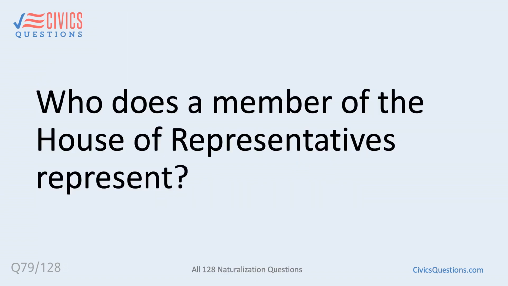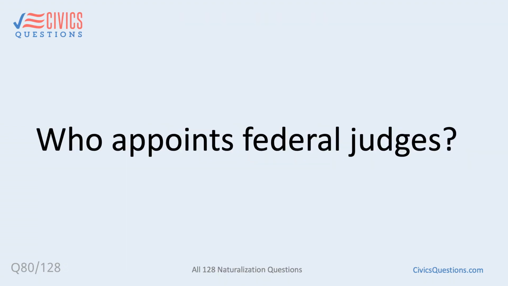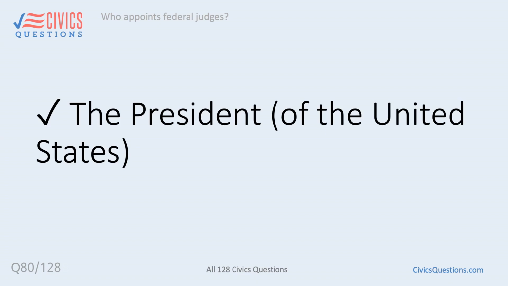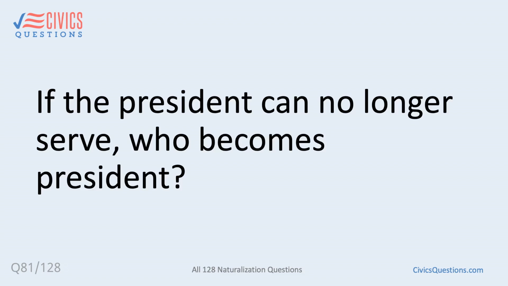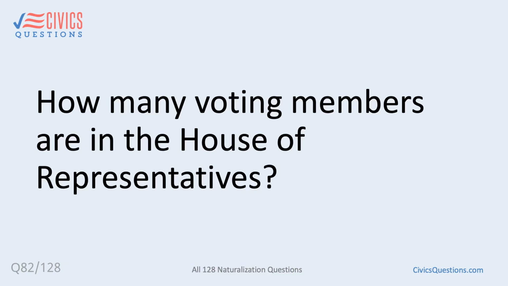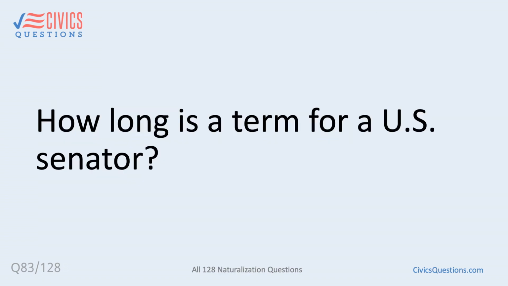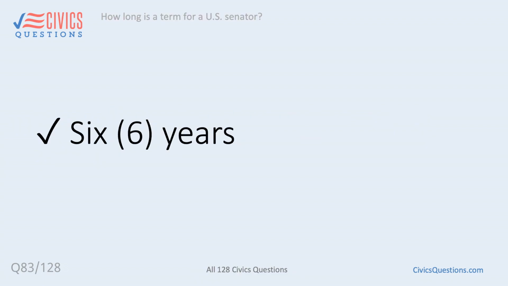Who does a member of the House of Representatives represent? People in their district. Who appoints federal judges? The President of the United States. If the president can no longer serve, who becomes president? The Vice President of the United States. How many voting members are in the House of Representatives? 435. How long is a term for a U.S. Senator? 6 years.